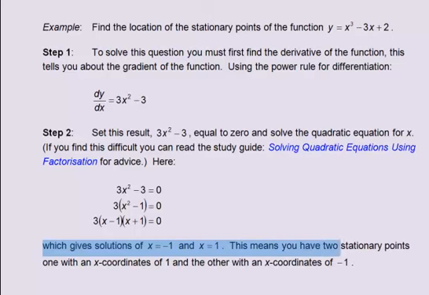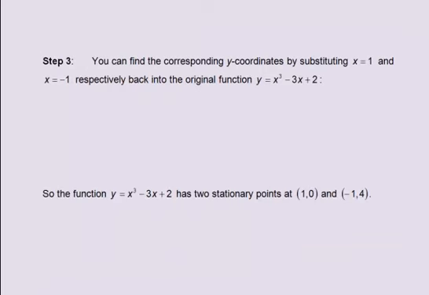This means that you have two stationary points, one with an x coordinate of 1 and the other with an x coordinate of minus 1. Step 3. You can find the corresponding y coordinates by substituting x equals 1 and x equals minus 1 respectively back into the original function y equals x cubed minus 3x plus 2.